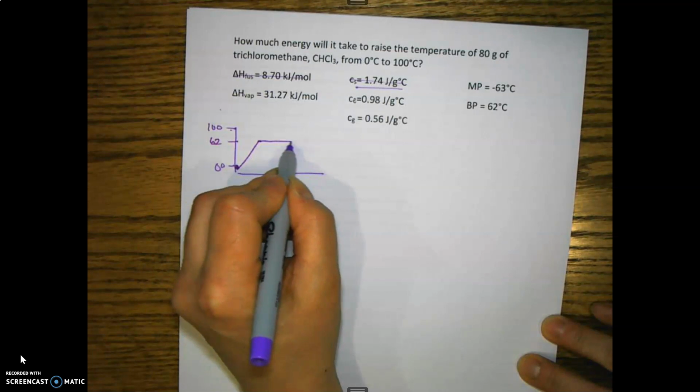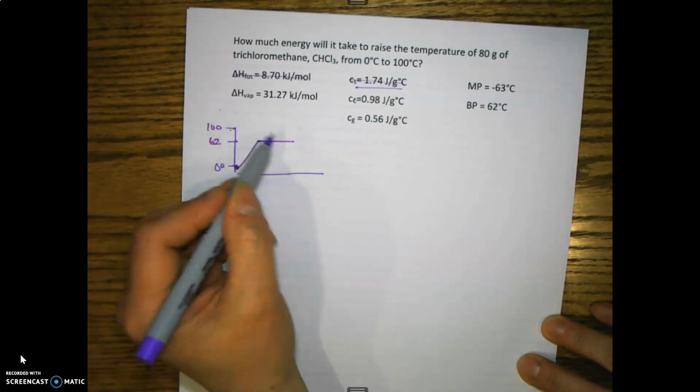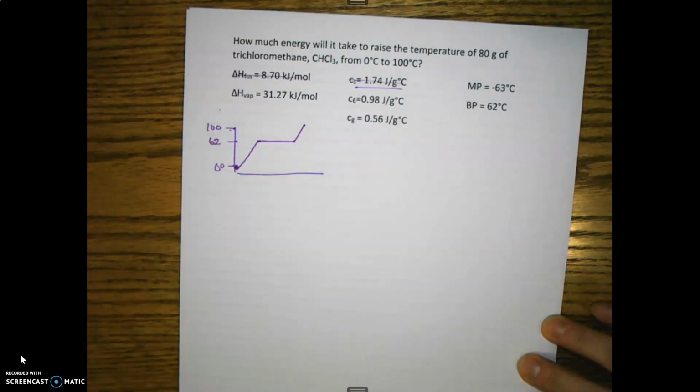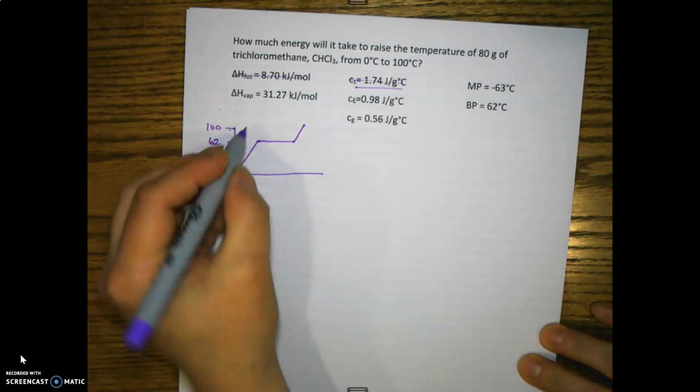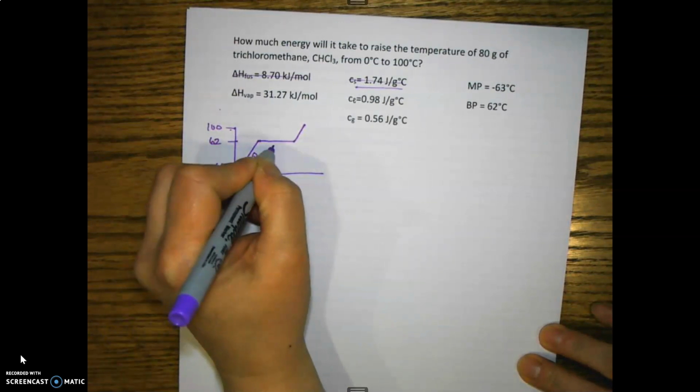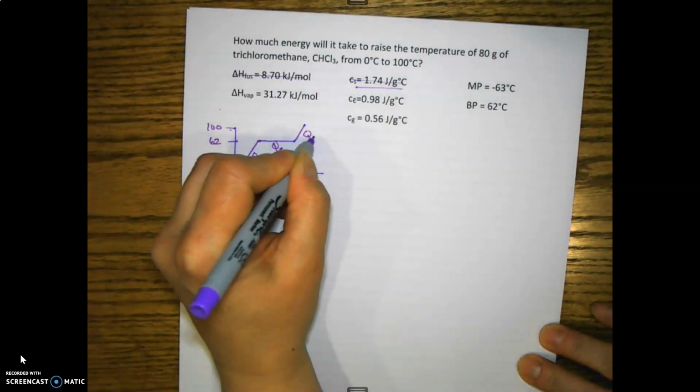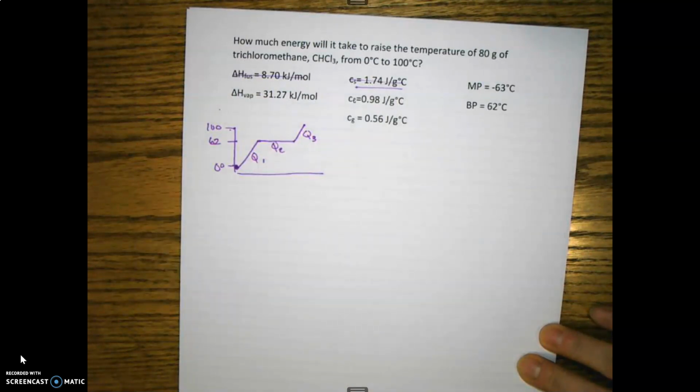Then I'm going to boil the trichloromethane. And then I'm going to raise the temperature to 100. So in this particular question, there are only 3 calculations that I have to go through. So again, if you want to call them Q1, Q2, Q3, you can do that to keep yourself straight. Okay?